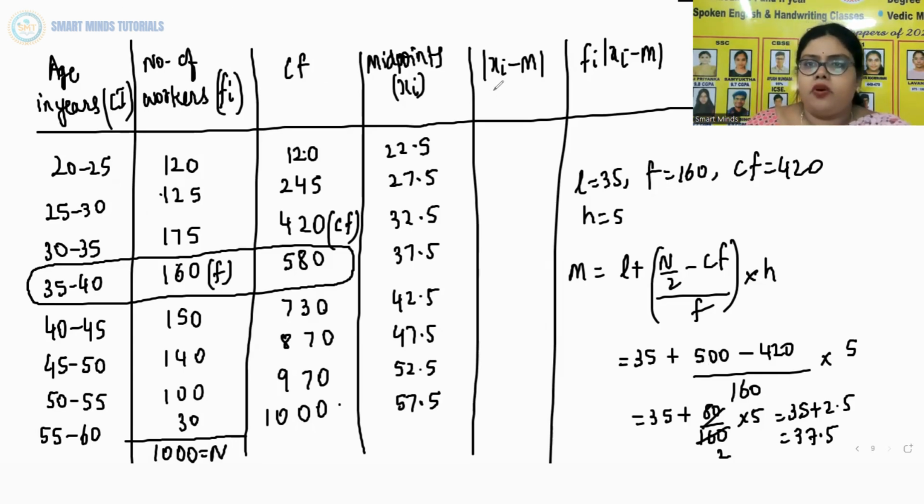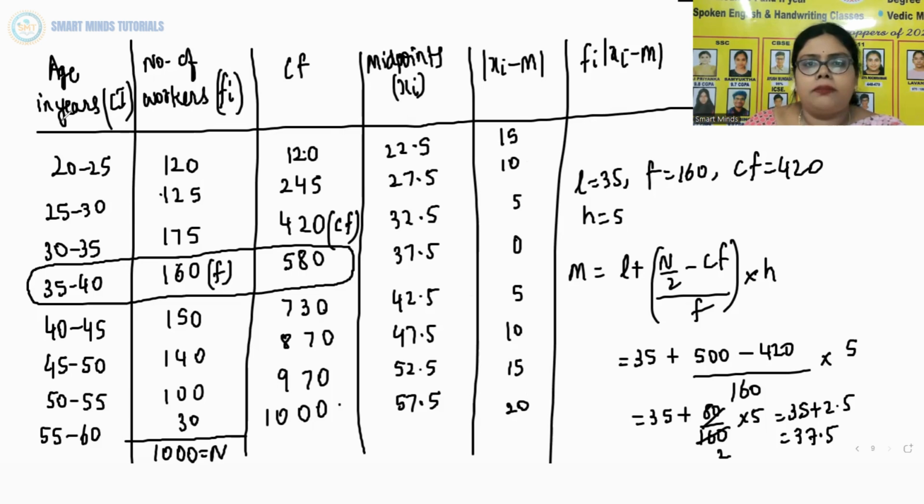Now let us find mod Xi minus M. Now we got M as 37.5. So 22.5 minus 37.5 is 15. Now you subtract 5 because class size is 5. So if you subtract 5, you will get 10. Then again you subtract 5, you will get 5. Then again you subtract 5, you will get 0. Then again 5, 10, 15, 20 you will get.